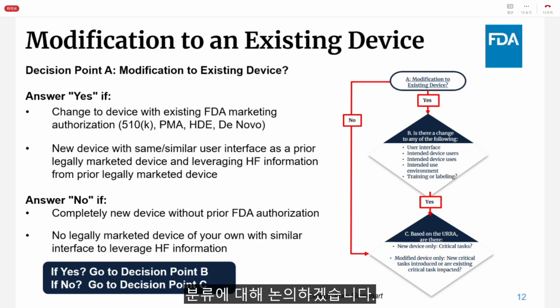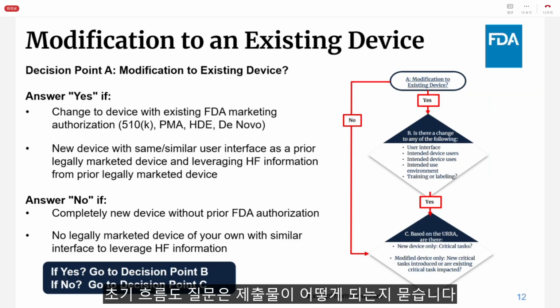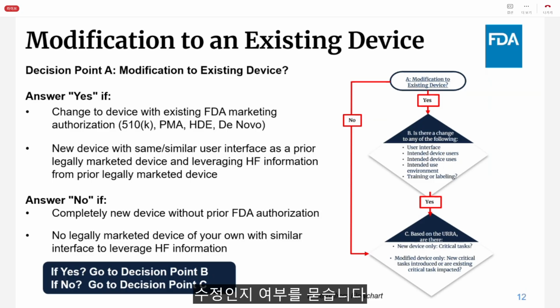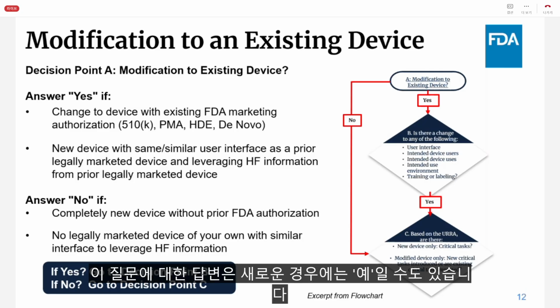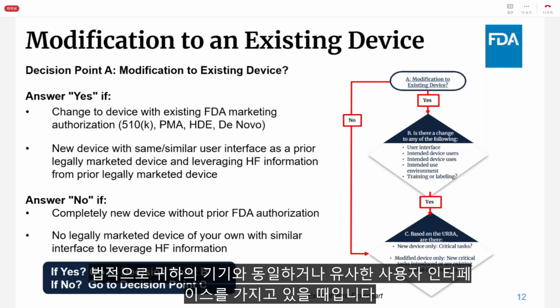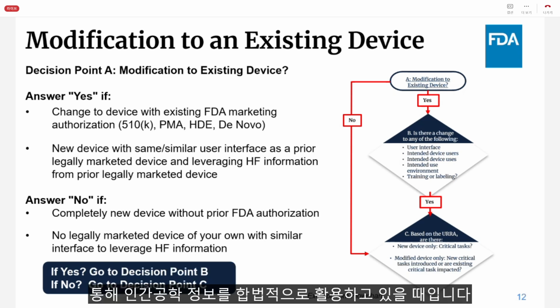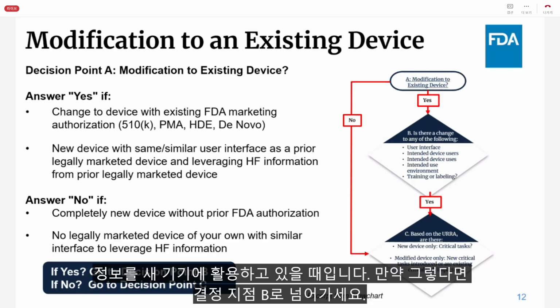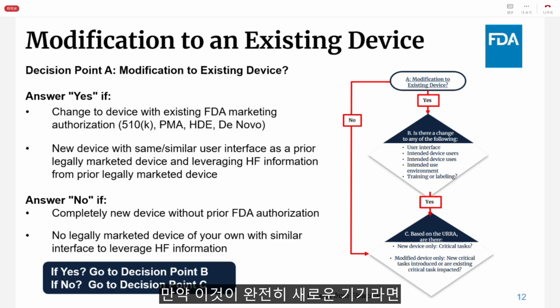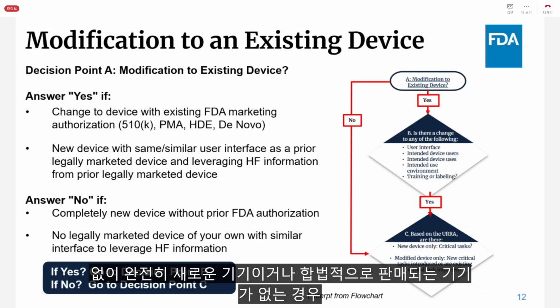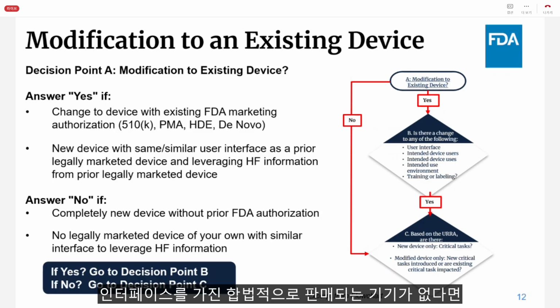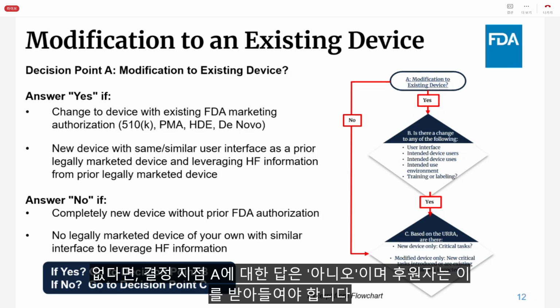The initial flowchart question asks if the submission is for a modification to an existing FDA-authorized medical device. The response to this question could also be yes when the new device has the same or similar user interface as one of your own legally marketed devices and you are leveraging human factors information from this legally marketed device for the new device. If yes, move to decision point B. If this is a completely new device without prior FDA authorization, or there is no legally marketed device of their own with a similar interface to leverage human factors information, then the answer to decision point A is no, and the sponsor should move to decision point C. Decision point A does not provide a categorization yet.